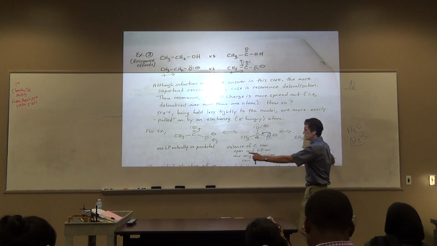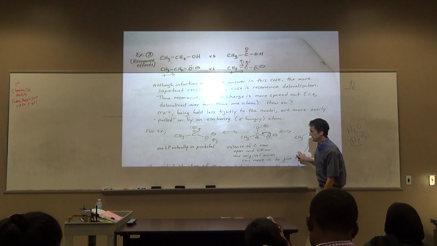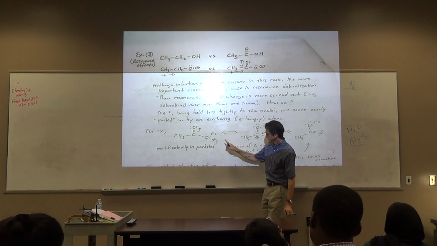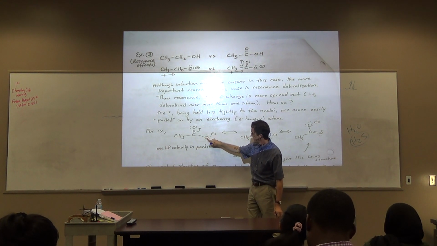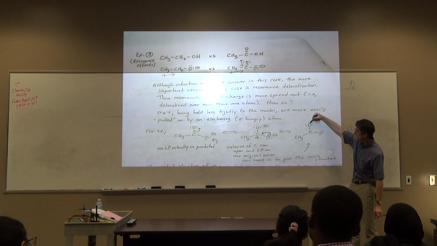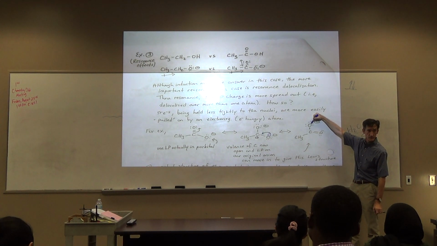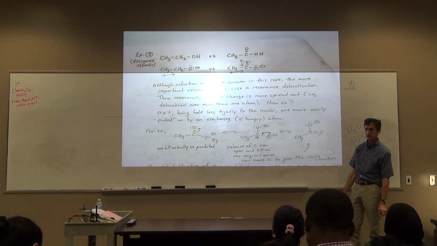Both of these structures are very valid. The true structure is actually a blend. But look at this. In this case, is the charge sitting just on this oxygen? No. What we see is the charge can also be shown on the other oxygen by resonance. And this is called charge delocalization.